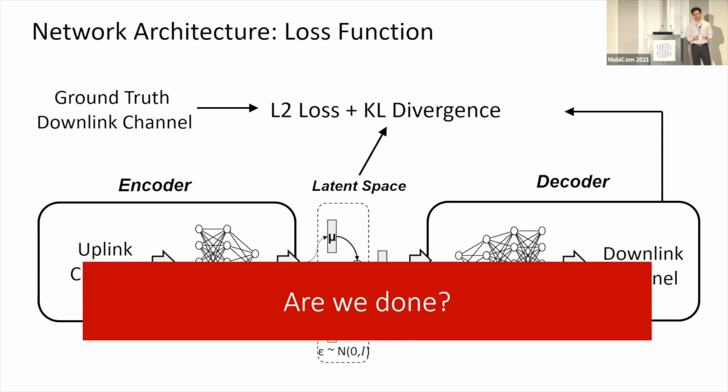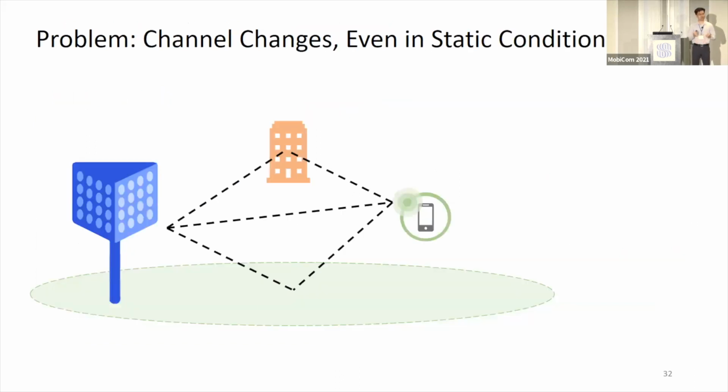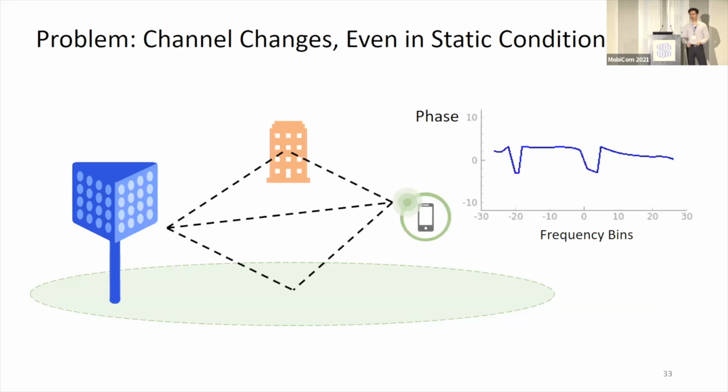Well, unfortunately, it's not as simple as that. There's still one big problem left. That is, even if the environment is static, the wireless channel will keep changing. And this means that any model that you train with these measurements will be confused by this randomness and won't be able to learn how wireless channels are generated.